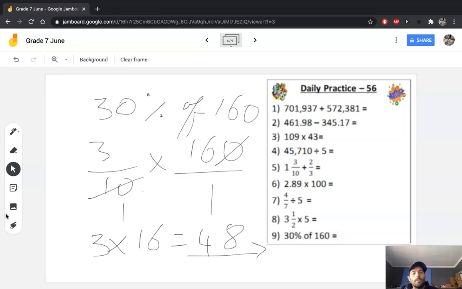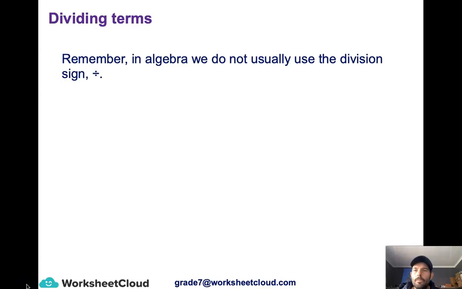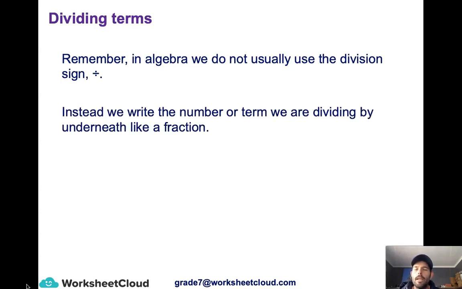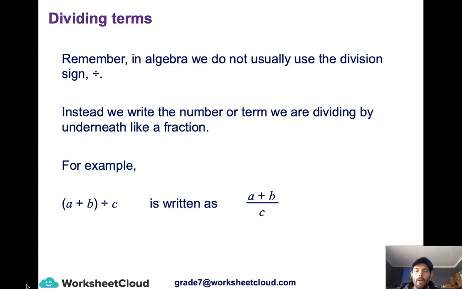Right, let's get into the main theme for today, which is algebra and dividing and substitution. So dividing terms. In algebra, we do not usually use the division sign. You can, but it's not often used. Instead, we write the number or term we are dividing by underneath, like a fraction, because remember, a fraction means the numerator divided by a denominator. So for example, a plus b divided by c, we can write as a plus b over c. So that's just one of the do's or don'ts that you need to understand. So instead of a division sign, we write it as a fraction.